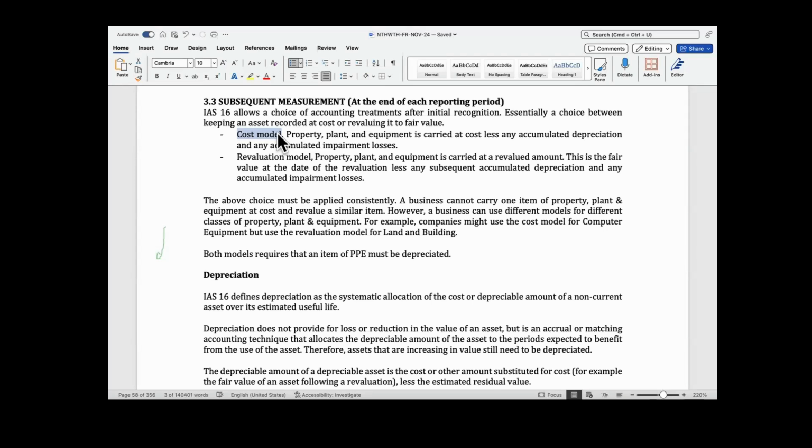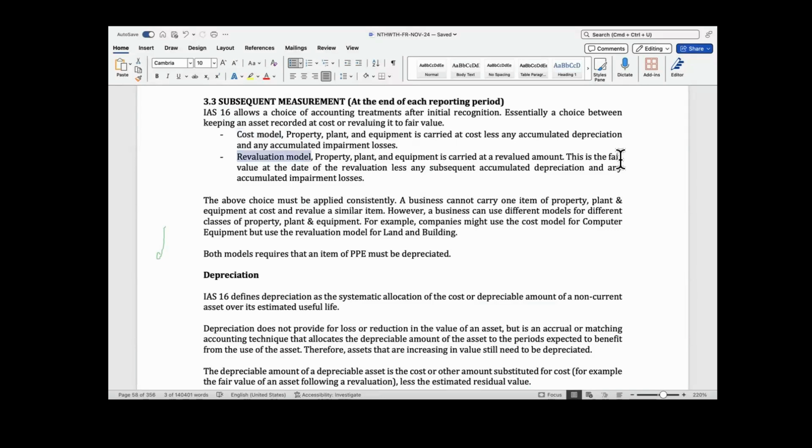So they are separate accounts. I need you to appreciate and understand that these are separate accounts. So cost model is just taking from your cost account how much, from your accumulated depreciation account how much, from your accumulated impairment loss account how much. This is done in a fixed asset schedule. The same thing for the revaluation model. It's the same.